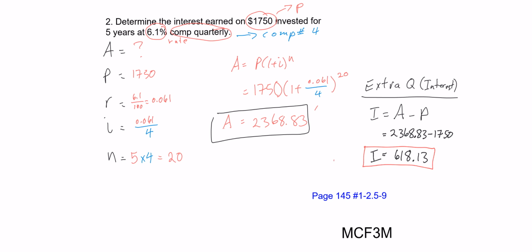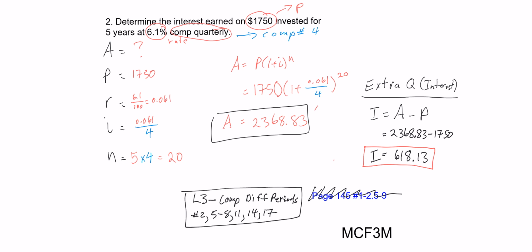Now, your homework is not this, what you see here. Your homework is from lesson 3, which is on the website. And it's for compounding with different interest, different periods. And you're basically going to do number 2, 5 to 8, 11, 14, and 17. Good luck.